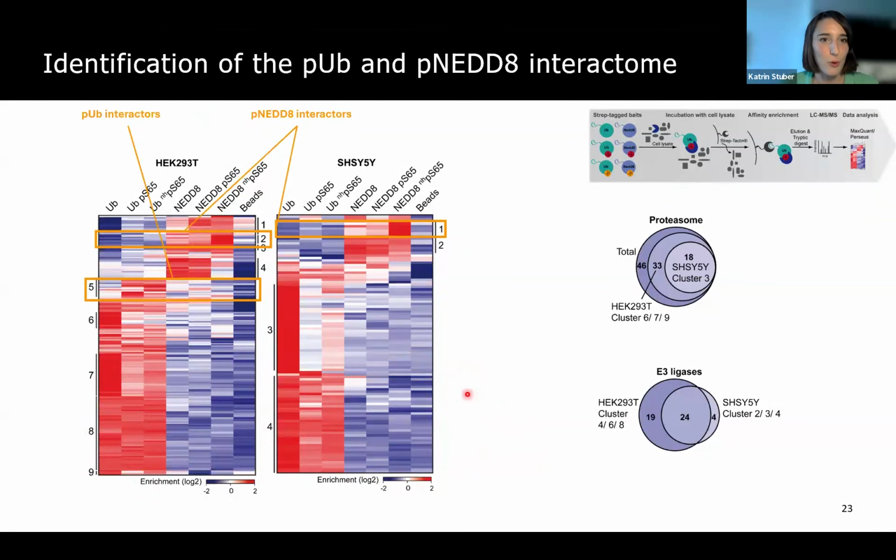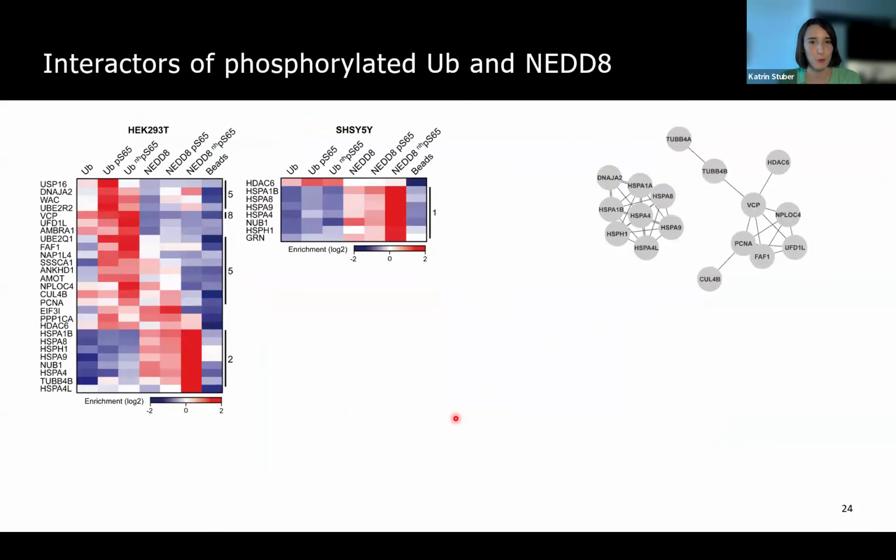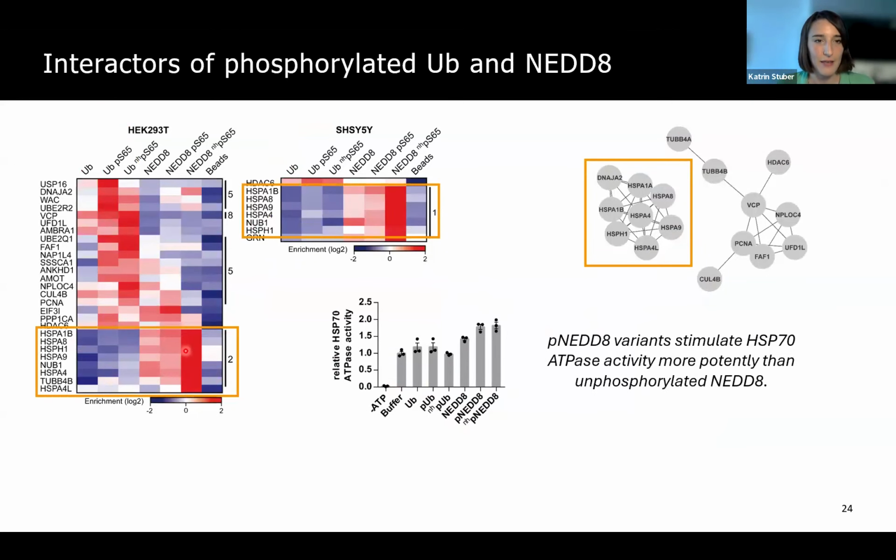But of course, we were most interested in these interactors of phosphorylated ubiquitin and phosphorylated NEDD8. And we had a closer look at these proteins. And what really stood out here was this cluster of HSP70 proteins that were highly enriched with the non-hydrolyzably phosphorylated NEDD8.